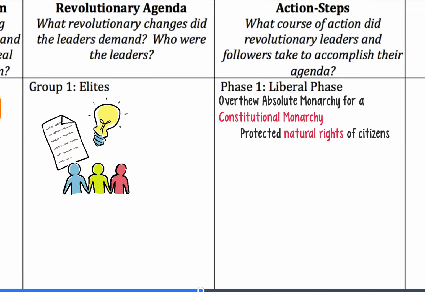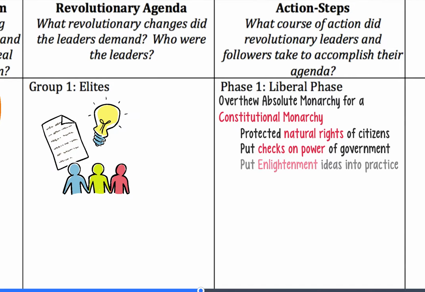We have a constitution that protects the natural rights of citizens and declares all of them equal under the law with those natural rights. It puts checks on the power of government. Government cannot infringe upon those inalienable natural rights. And ultimately, what this symbolizes is putting Enlightenment ideas into practice. Ideas from John Locke and Rousseau and Montesquieu about what modern government should look like.